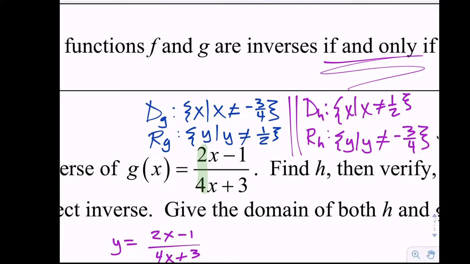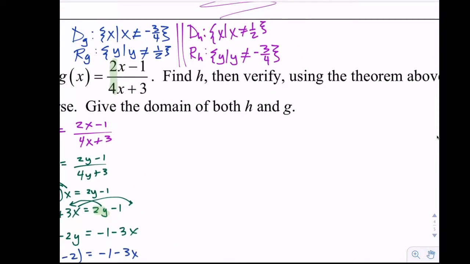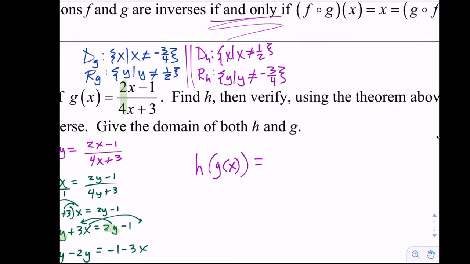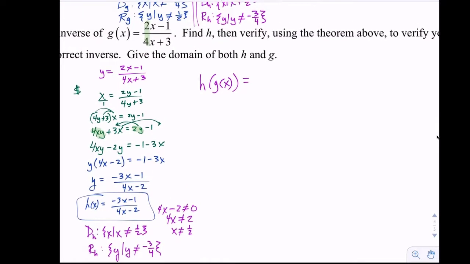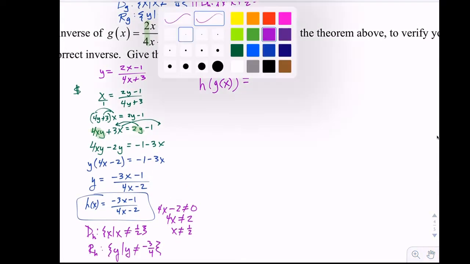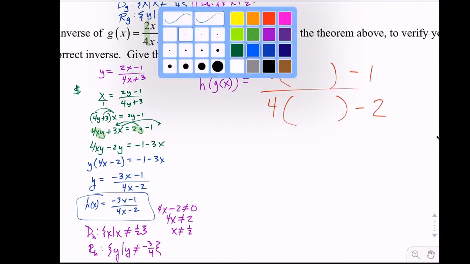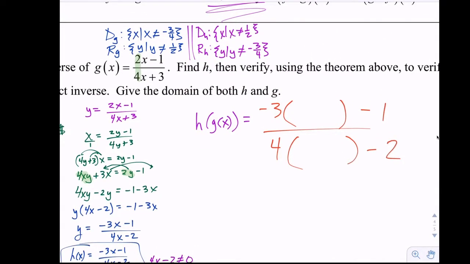All right, now the last thing I want to talk about, because there's 2 minutes left, what should happen if we do h of g of x or g of h of x? You should get x. So let's try that. I'm going to try that real quickly here. I'm going to set it up at least. H of x is my outside function here, so that's going to be -3 parentheses minus 1 over 4 parentheses minus 2. And in those parentheses, I'm plugging g of x, which is 2x minus 1 over 4x plus 3, all over 2x minus 1 over 4x plus 3.